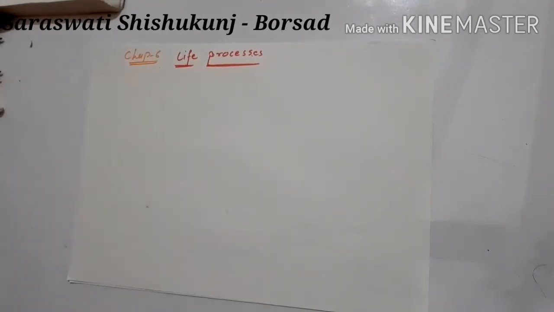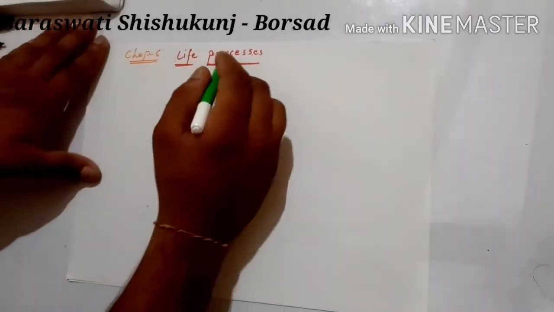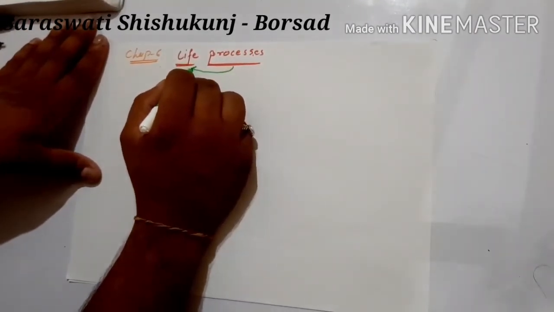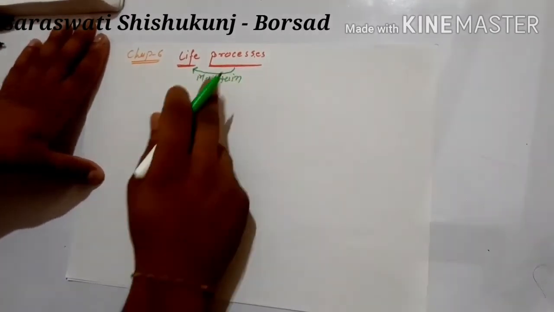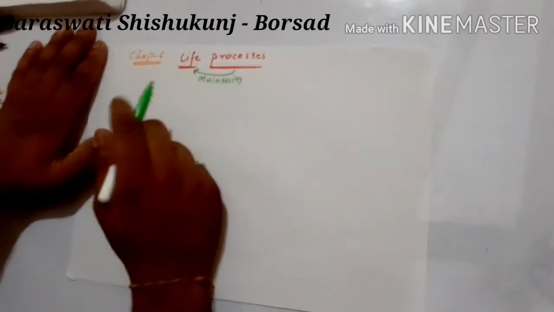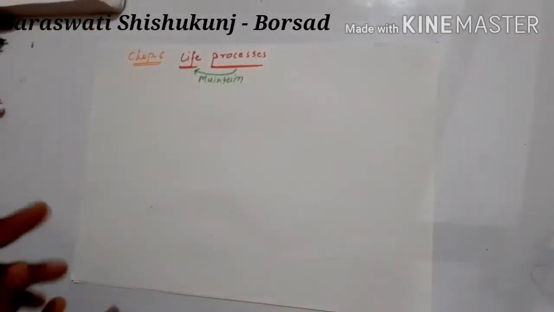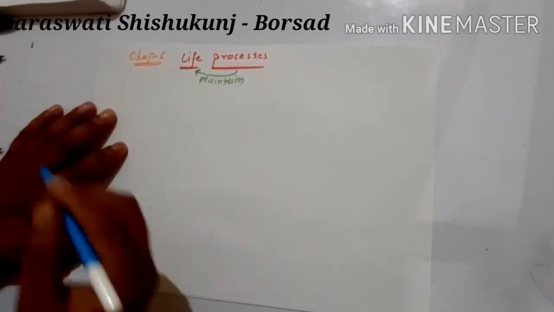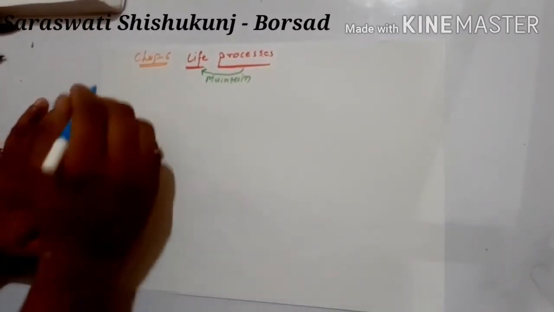Now first of all, let's try to understand what is called a life process. What do we mean by life process? See, life process means the process which is responsible to maintain life. A process which is responsible to maintain life will be considered as a life process. There are many types of life processes. Let's understand it, and these life processes are very essential. It is very necessary to maintain life.